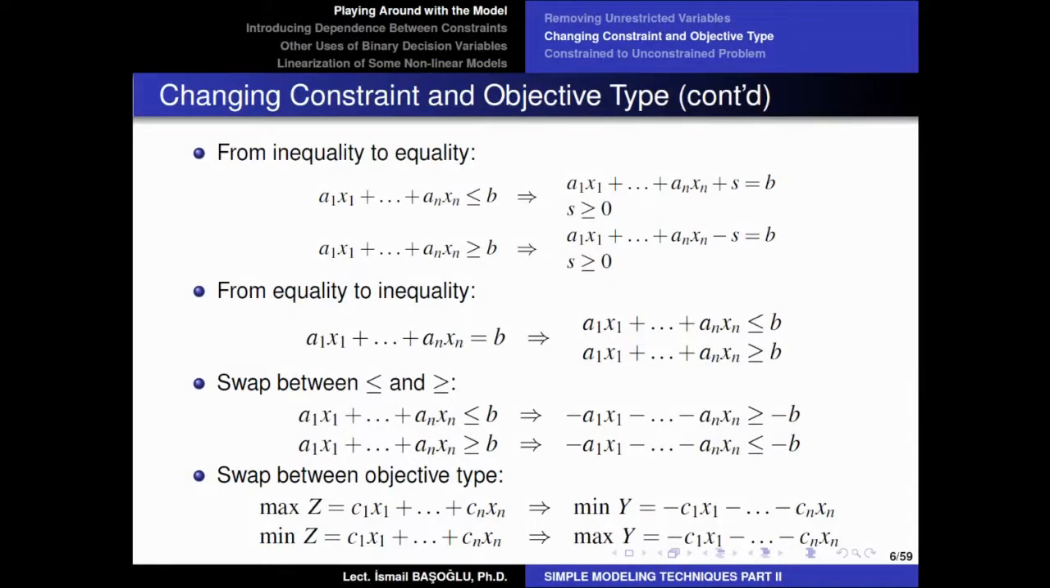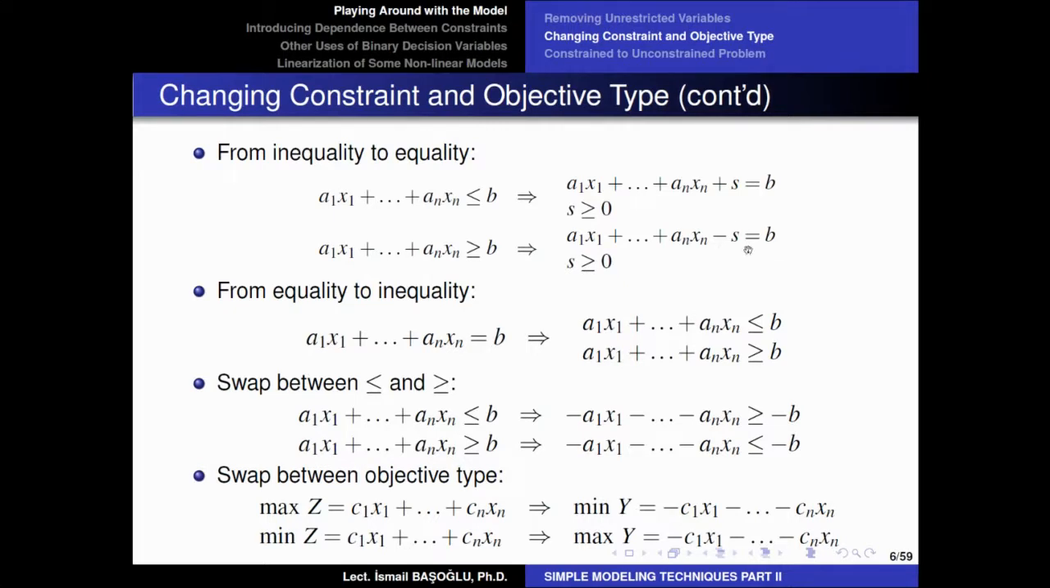A similar situation can be written for the greater than or equal to constraints. This time, when you subtract the right-hand side from the left-hand side, you are either going to get a 0 value if this constraint is satisfied in the equation form, or you are going to see a positive value as the difference. So a1 x1 plus and so on plus an xn minus s should be equal to b, and s should be greater than or equal to 0 in that case.